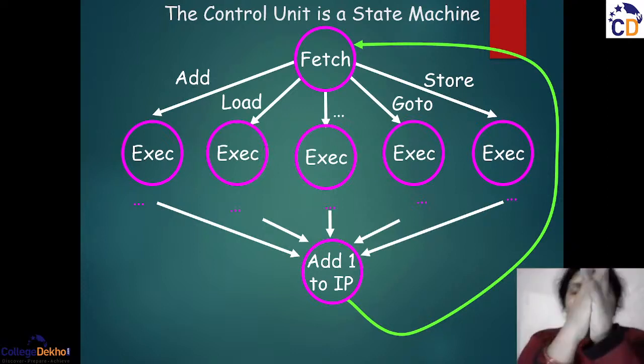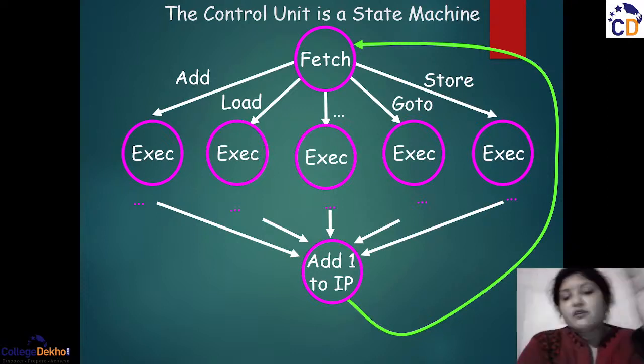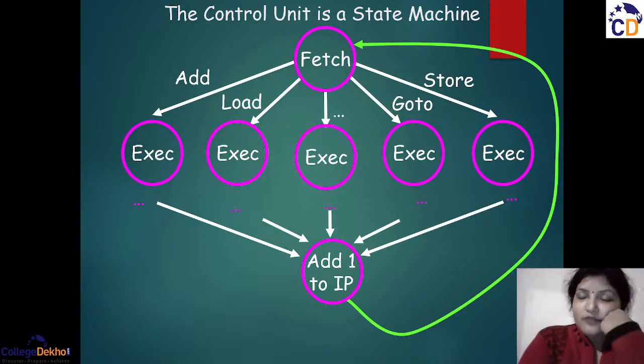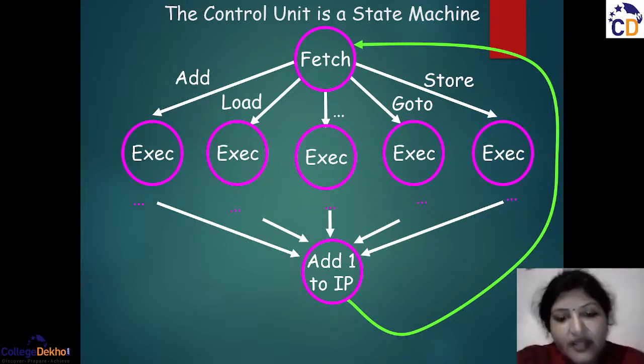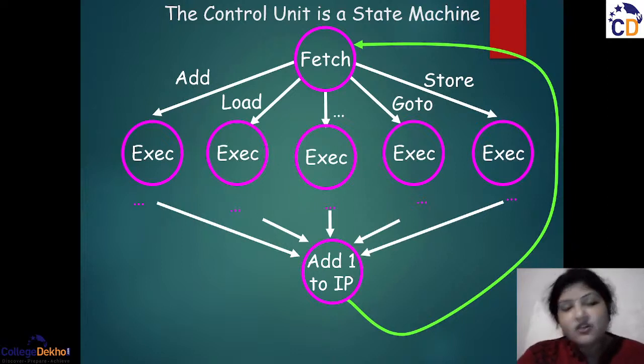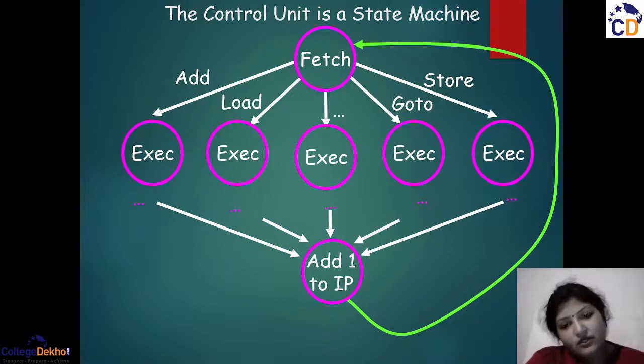which is, what is the role of instruction pointer? The role of instruction pointer is to have the address of the current instruction, basically the next instruction to be executed. So IP stores the address of the next instruction to be executed.